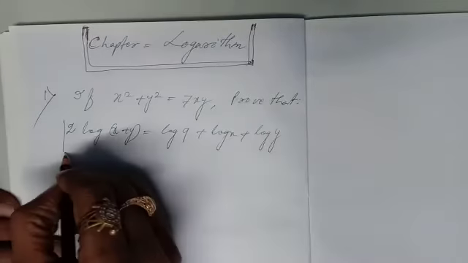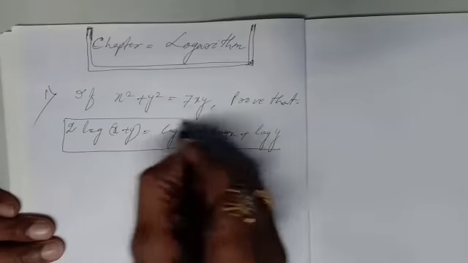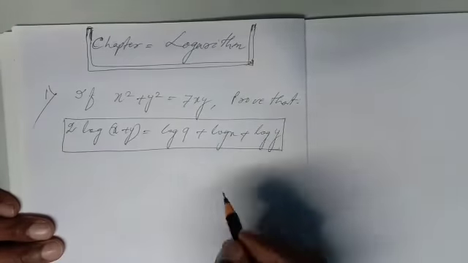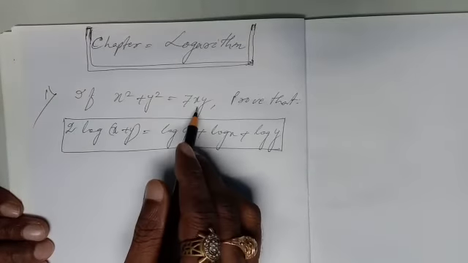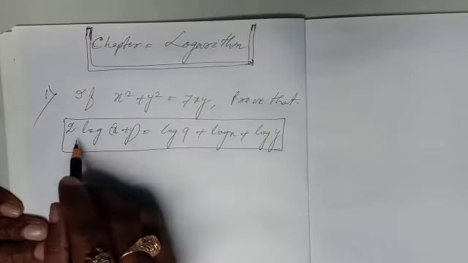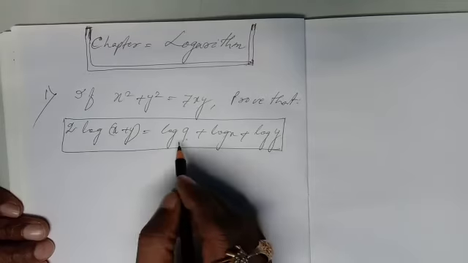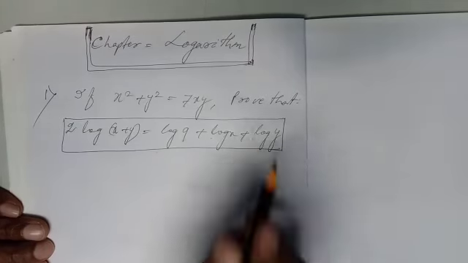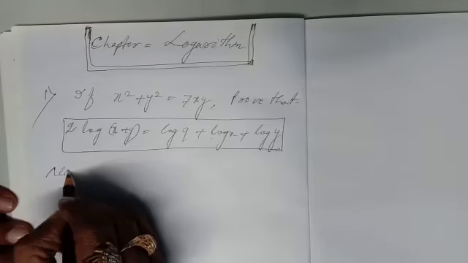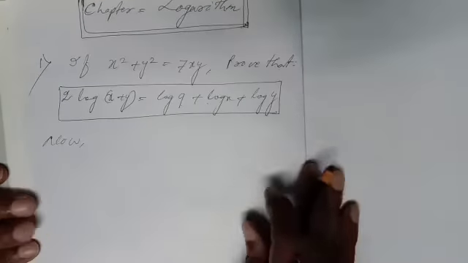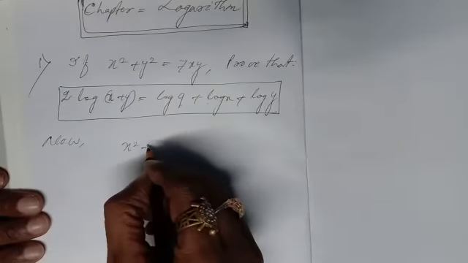See, in this question what is given and what you have to prove. Just check. Given x square plus y square equal to 7xy, and you have to prove 2 log (x plus y) equal to log 9 plus log x plus log y. Okay, this is the thing given. Now let us start. What is given? First write what is given.